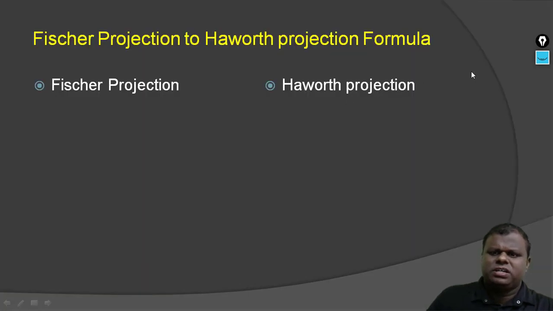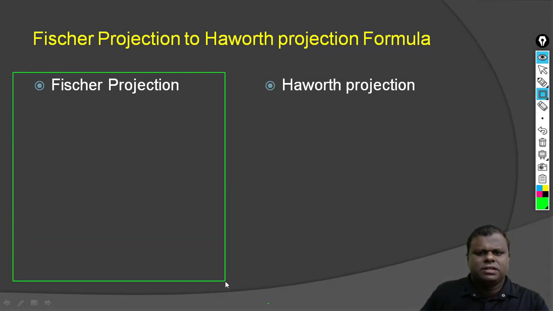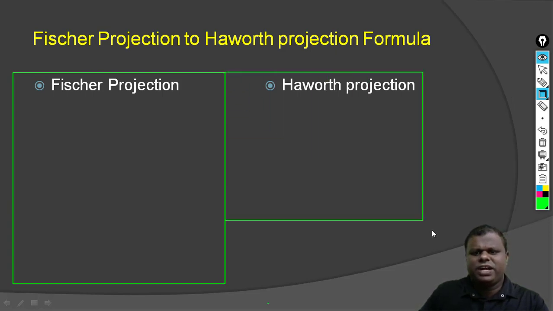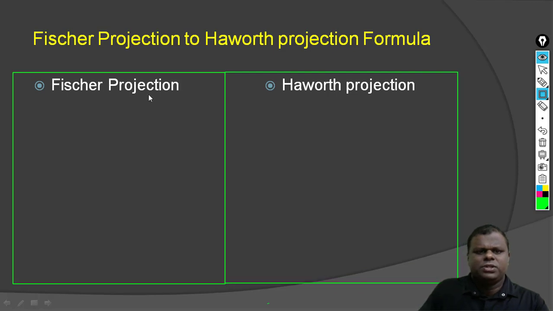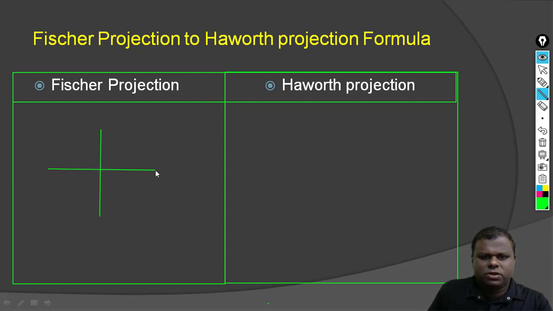I've kept this as a very simple part. Let's try to distinguish between the Fischer projection and the Haworth projection. So what exactly is going to happen here? You already know that in a Fischer projection you have the horizontal and the vertical line intersecting at a particular point, that's called the chiral center. So you have the vertical line and then you have the horizontal line.